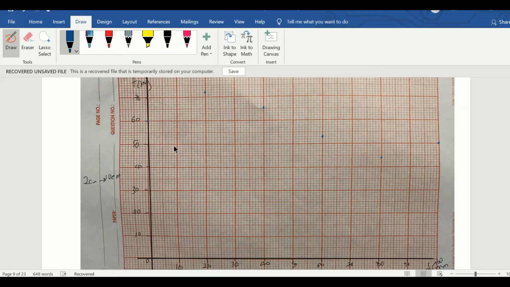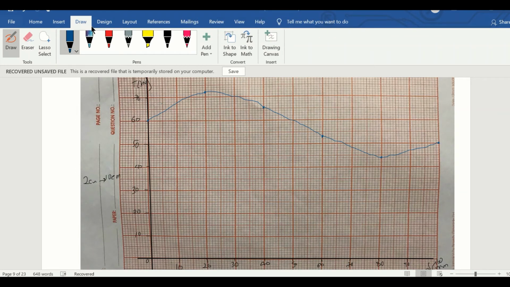The next step is to connect the points using a curve. It must be a freehand curve. All right, so I will connect my curve from the point 60. Connect my curve. All right, so here is my curve.